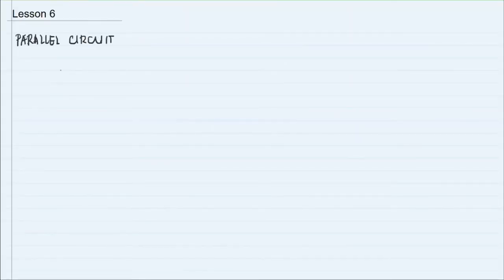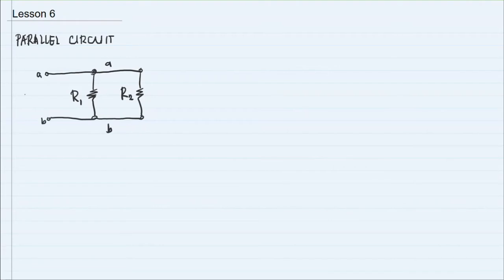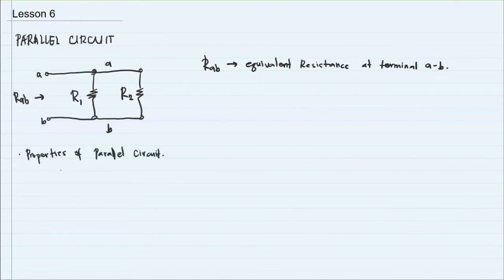For parallel circuits, suppose we have a circuit with two resistances R1 and R2 connected in terminals A and B, and we are interested in solving for RAB. So how do we do this? RAB is the equivalent resistance at terminal AB for a parallel circuit. We will be talking about the properties of a parallel circuit, but before that, let's label the parameters in the simple circuit that we have drawn here.